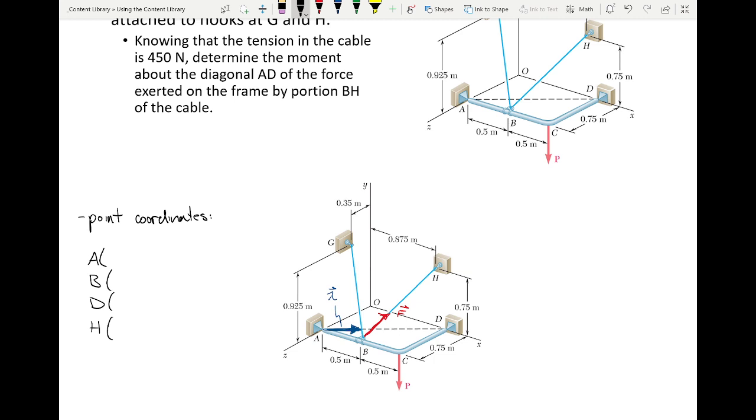Now let's look here at our schematic. Here's the origin. This is the x-axis. This is the y-axis. This is the z-axis. All of our coordinates are in meters, so maybe I should write that here. In meters. What are the coordinates of point A? Let's see if we're paying attention. What are the coordinates of this point right here? Somebody help me out. Anybody?